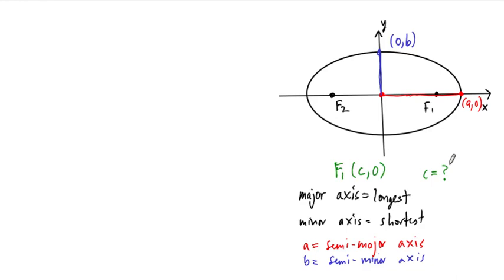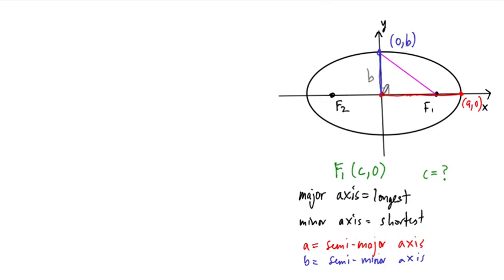Now before we actually find c, we want to do a little more setup. So the first thing I'm going to do is create a right triangle that connects the focus F1 to the point 0, B. And then look at this. This now makes a right triangle. The reason I've done this is because I want the right triangle. It's a right triangle where the vertical side length here is B. That's just the semi-minor axis.